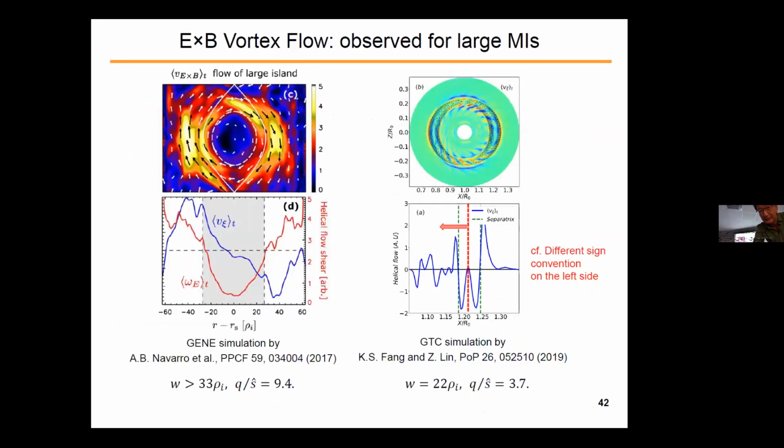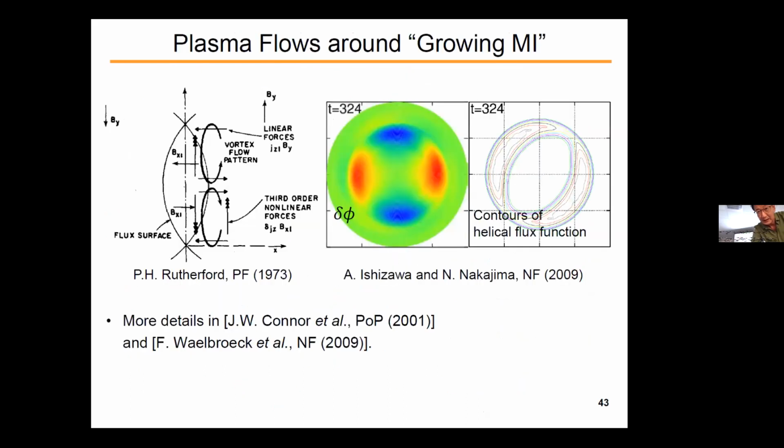So, basically, these are the two GENE and GTC simulations I am talking about. So maybe I should... Basically, how am I doing on time? In between 5 and 10 minutes.